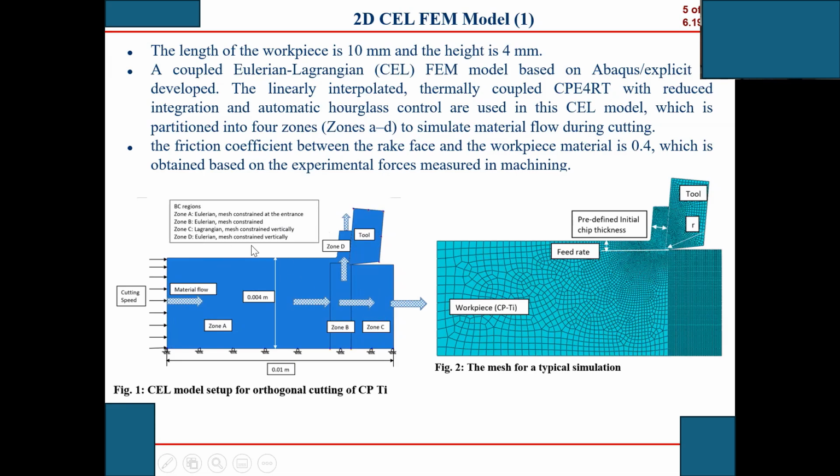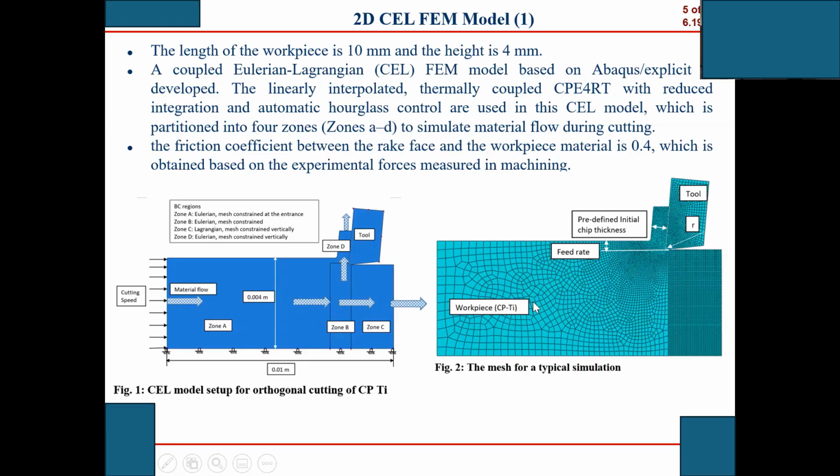C here is a Lagrangian mesh constrained vertically. Mesh constrained, you cannot move in this vertical direction. And zone D, Euler area, mesh constrained vertically also. And this is a mesh zone D. So this is kind of advanced, okay, but I still want to introduce this one to you.